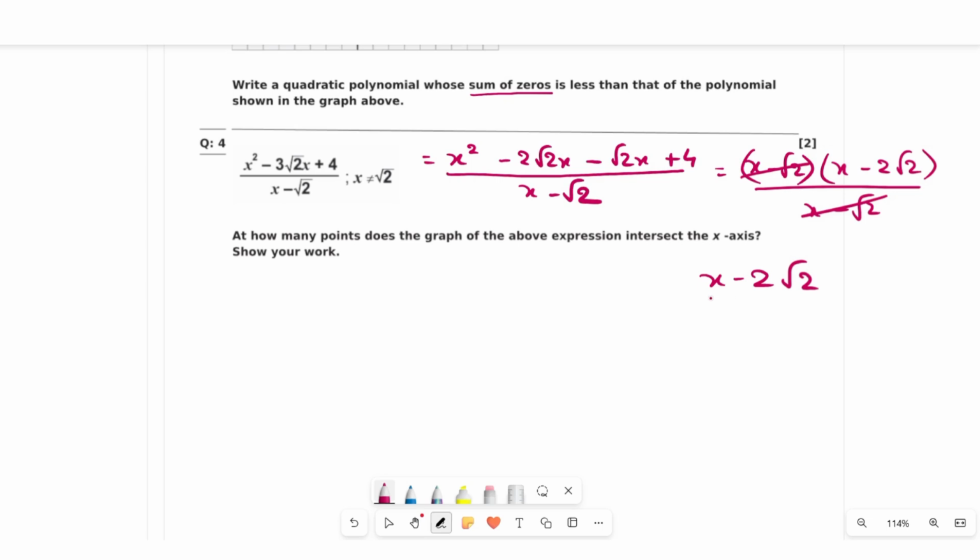So obviously this will intersect the x-axis at x equal to 2 root 2, right? This huge expression, I can call it y is equal to this. Upon solving this, I came to this. As this is a linear one, it will intersect the x-axis at only one point, and that point is 2 root 2 comma 0.